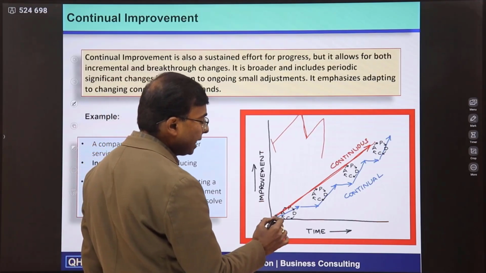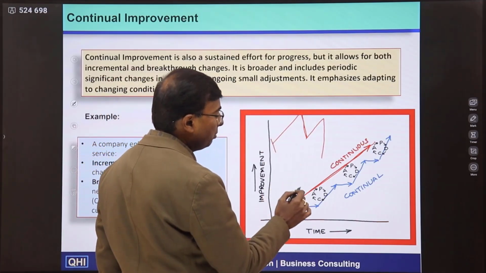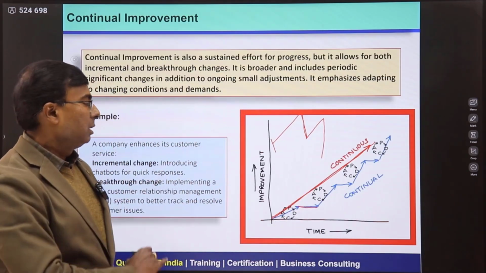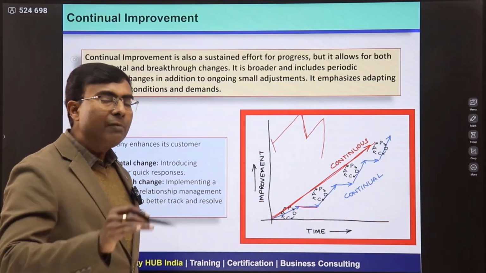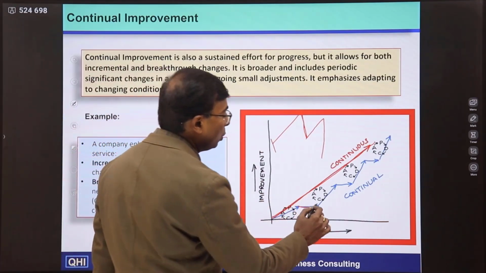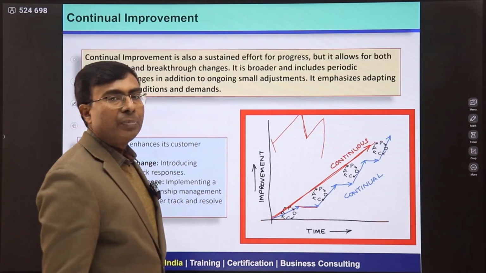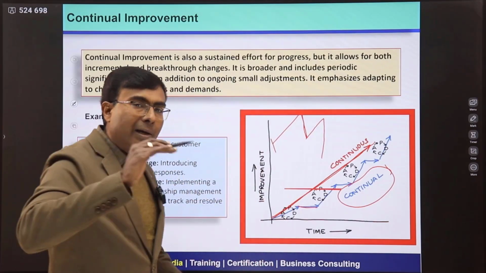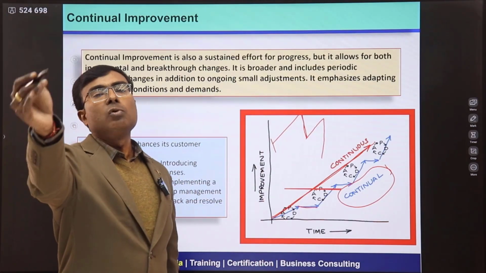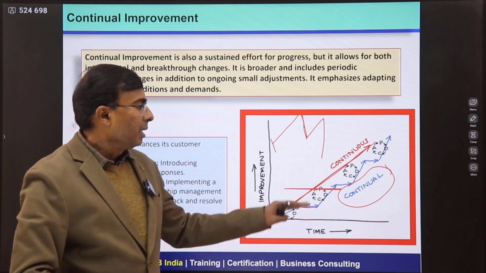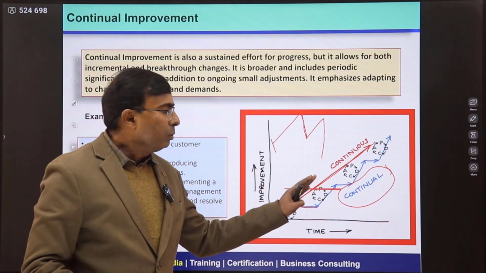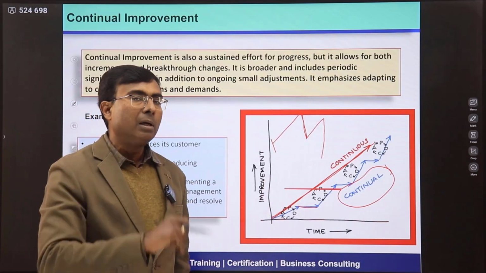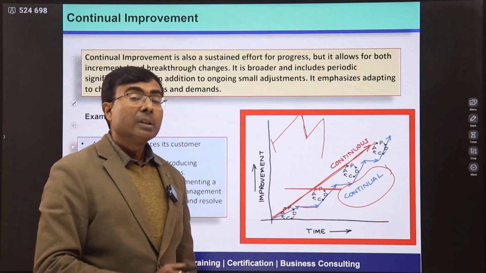So, after every cycle of PDCA for making improvement, we put a cycle of PDSA, which is for sustenance. We sustain, then again we take a cycle of PDCA to go to the next level. That's why continual improvement talks about recurring, sustained improvement. That's the difference between continuous and continual improvement. Continuous improvement talks about recurring improvement. Continual also has recurring improvement, but one addition is there, that is sustained.